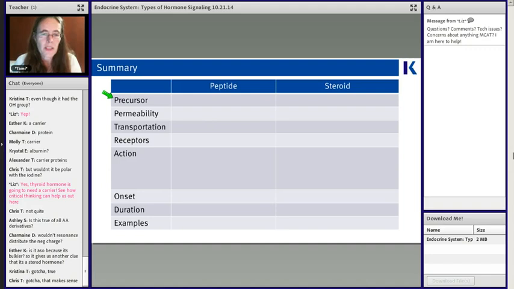So when we look at this, precursor means, what is it made from? Permeability means, can it cross that hydrophobic core of my cell membrane? Where is transportation? Where are the receptors? What is its mechanism of action? How long before I see the results? How long does it last? And then examples. And we've pretty much gone through this.